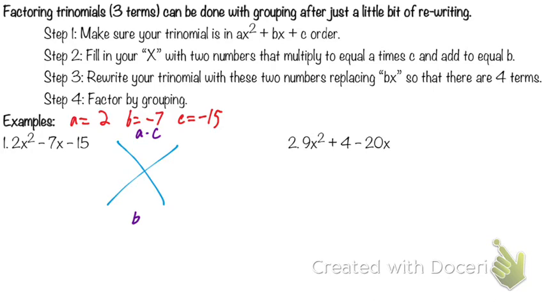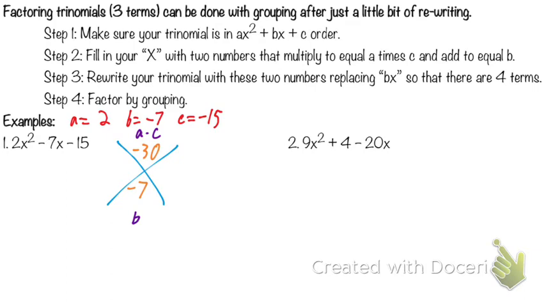Now, at the top of this x, we're going to put whatever a times c is. So what's 2 times -15, our a times our c? -30. At the bottom, what are we going to put? -7, because that's our b. So we get those 2 numbers just based upon whatever our a, b, and c is. We're always going to put a times c at the top, and we're always going to put b at the bottom.